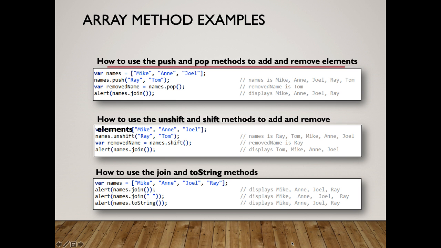And then lastly is using join and toString. So we have our array of 4 names. We can join them together, and by default, it will put a comma between them. You can also give it a string value of what you want to join with. In this case, it's just using a space, but you could use a dash or a slash or really any sort of string value that you want to join these names together. And toString does pretty much the exact same thing, similar to just using join with a comma.